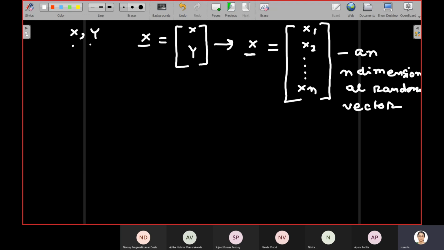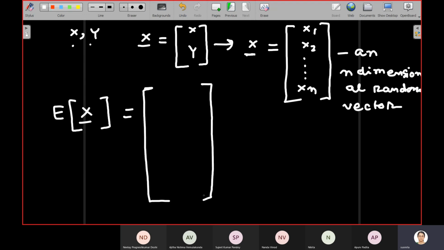Now if we want to find the mean of this, we just need to do this. And then we need to find the individual means. We need to calculate the mean of each random variable.